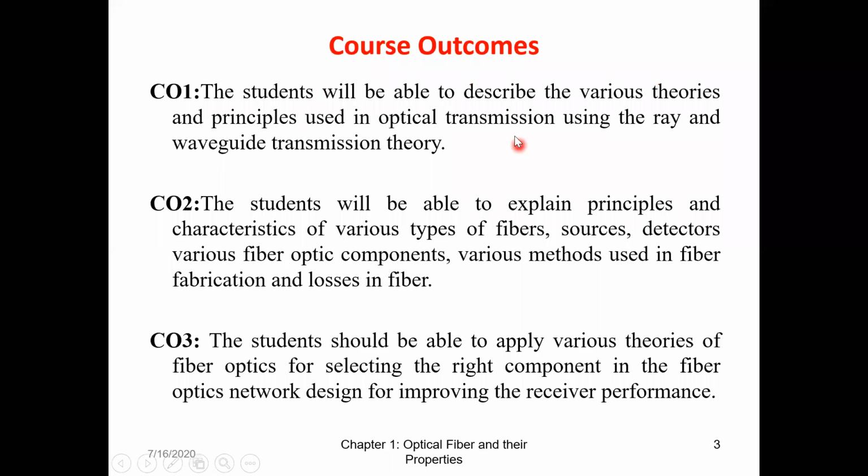So let us see what the course outcomes are. As you know, as per Bloom's taxonomy, we have 3 course outcomes. In the first course outcome, the students will be able to describe the various theories and principles used in optical transmission using the ray theory and the waveguide transmission theory. Okay, the waveguide transmission theory you will understand a little better once you study the microwave subject, which will be dealt with by Frida ma'am. But this is just a theory, that is the waveguide transmission theory.